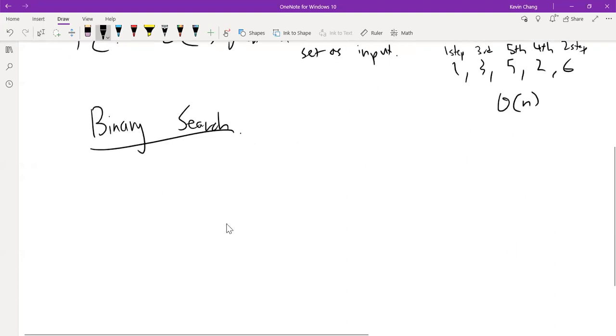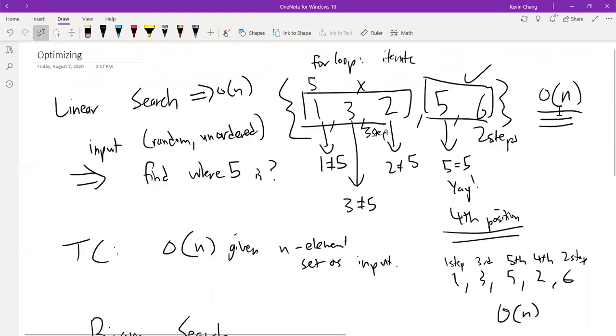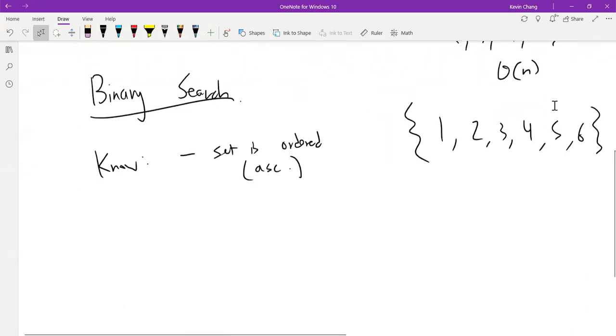So let's say now that we know the set is ordered. And for simplicity, let's say it's in ascending order. So for example, that would be 1, 2, 3, 4, 5, and let's put 6 as well. So in this case, this is an ordered set.